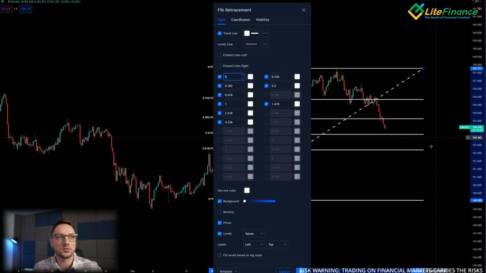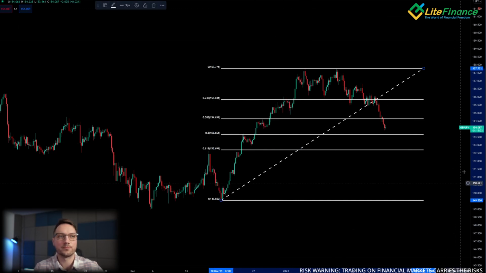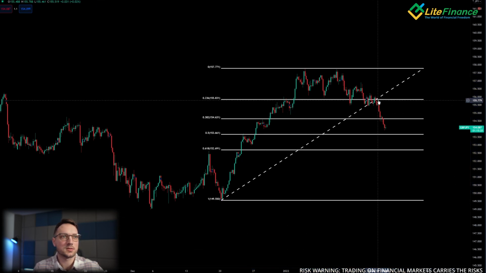And now let's go to the settings and let's add another very important numbers, very important levels that many other traders, including me, of course, use simply because maybe they are not Fibonacci numbers, but they are very crucial levels from where the price many times simply just bounces off and continues this upward move. So let's add them.